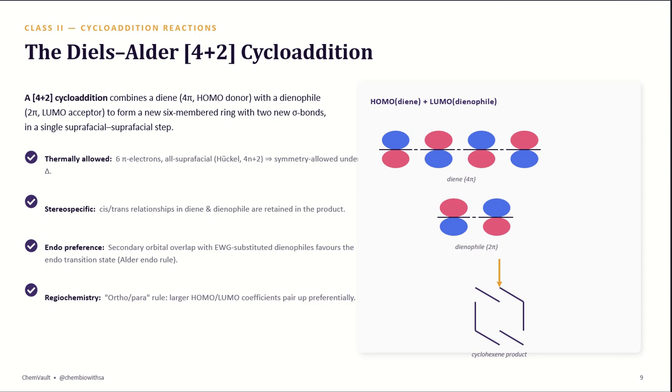The reaction is completely stereospecific. Cis and trans relationships in both the diene and dienophile are carried through unchanged into the product. Two more things examiners love to test: the endo rule, where secondary orbitals overlap with the electron withdrawing group, substituted dienophiles favor the endo transition state as the kinetic product; and regiochemistry governed by the so-called ortho-para rule, where the largest HOMO and LUMO coefficients pair up preferentially.